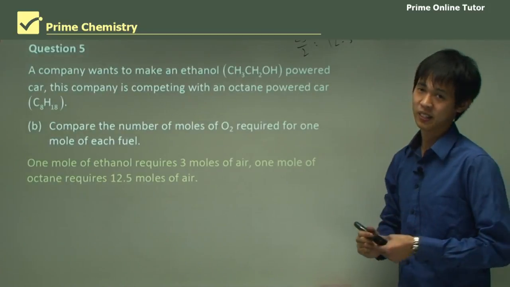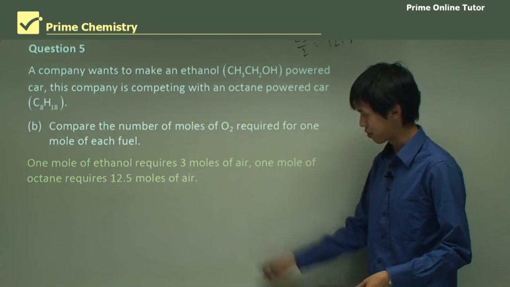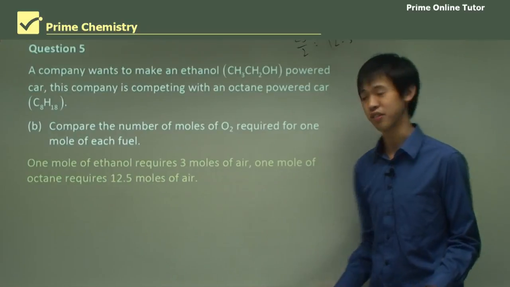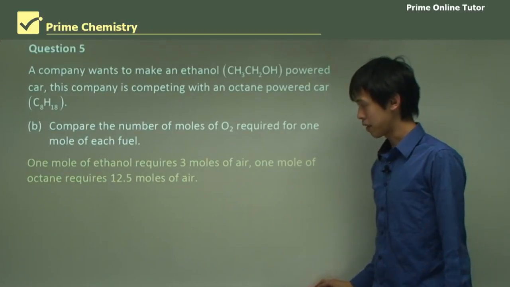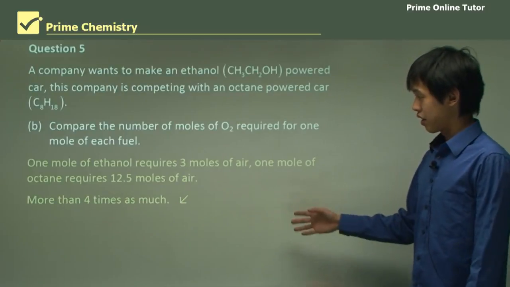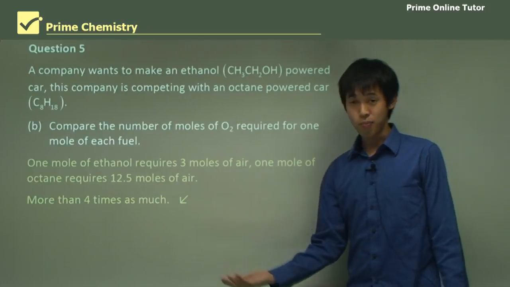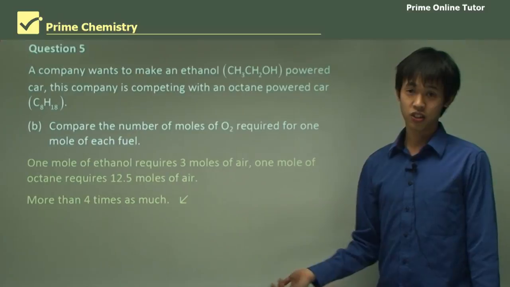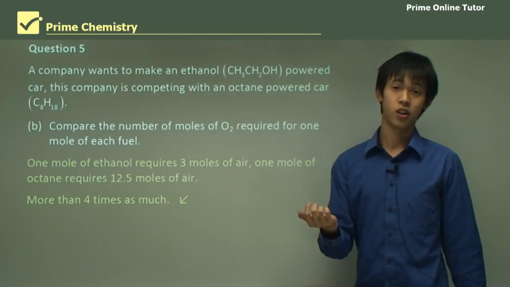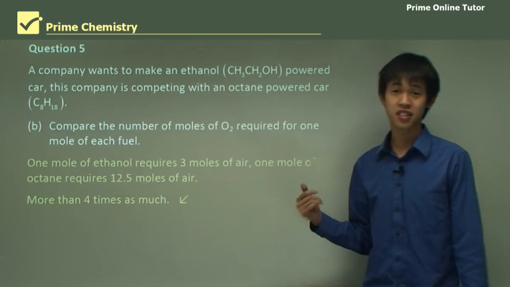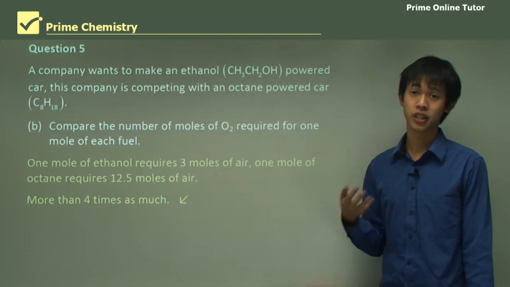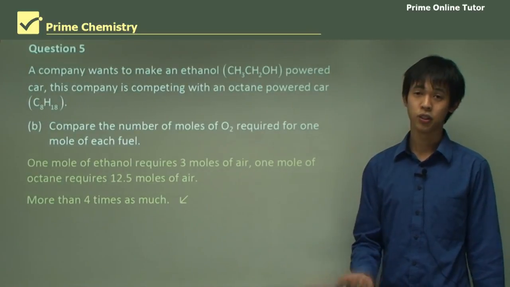If you didn't quite link up those two numbers, it's a little nicer to write 12.5 rather than 25 on 2. So the octane requires more than 4 times as much oxygen as 1 mole of ethanol. That's a pretty cool advantage of ethanol, that it uses a lot less oxygen. So we always get complete combustion, which is nice.